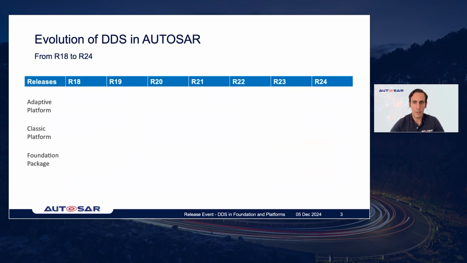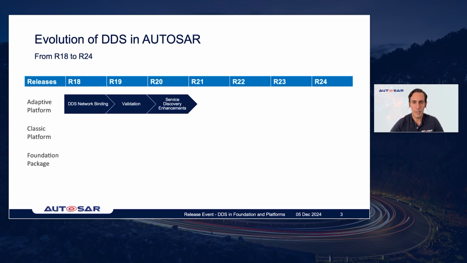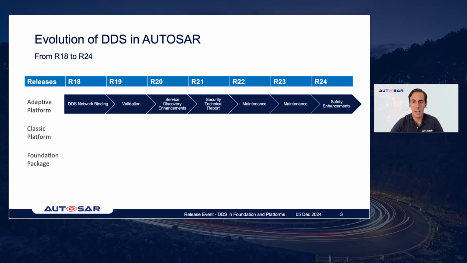But first, I would like to describe a brief history of DDS in AutoSAR. It all started with incorporation to the adaptive platform in release 18-03. And that was the DDS network binding, which was followed by a swift concept validation. And then it received a few improvements like service discovery enhancements and a security-oriented technical report. Then there were two releases which were geared towards bug fixing and minor improvements. And then finally in release 24-11, we are seeing a new major improvement in terms of safety enhancements.